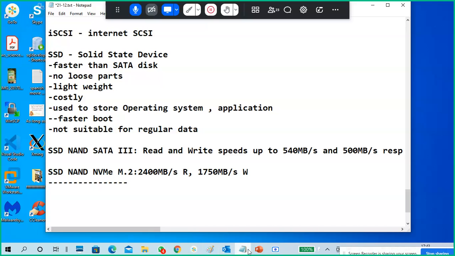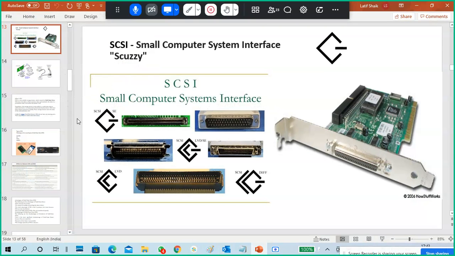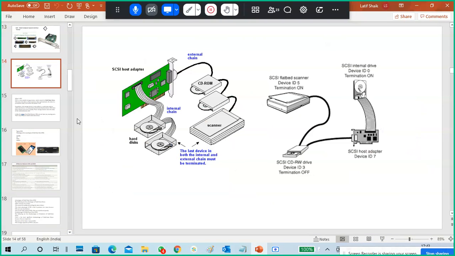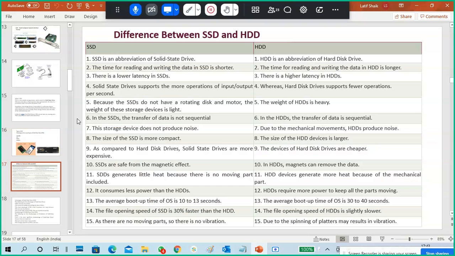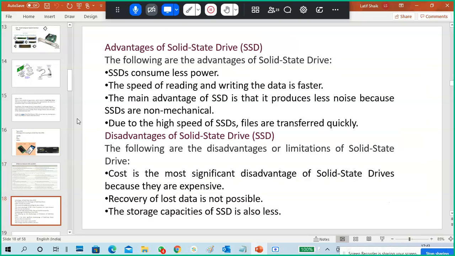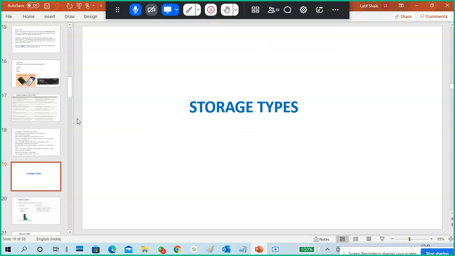Also in my PPT, I mentioned some things about SSDs, like M.2, SATA, PCIe kinds. SSD and hard disk differences are also given. At least give 10 differences between SSD and a hard disk, advantages of SSD and disadvantages of SSD, and you can do it.